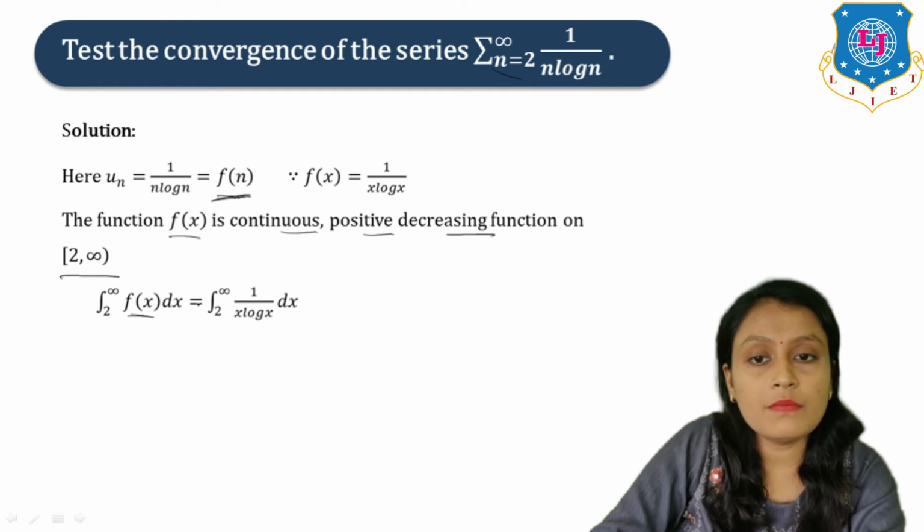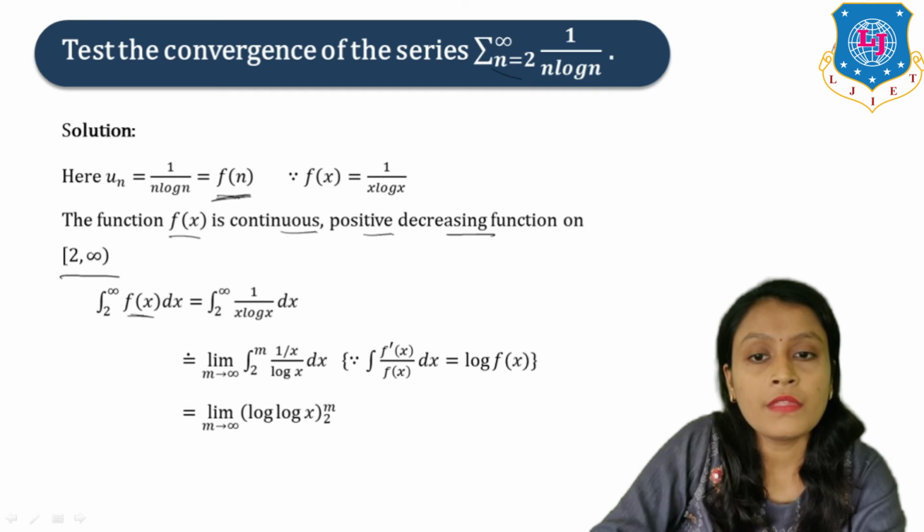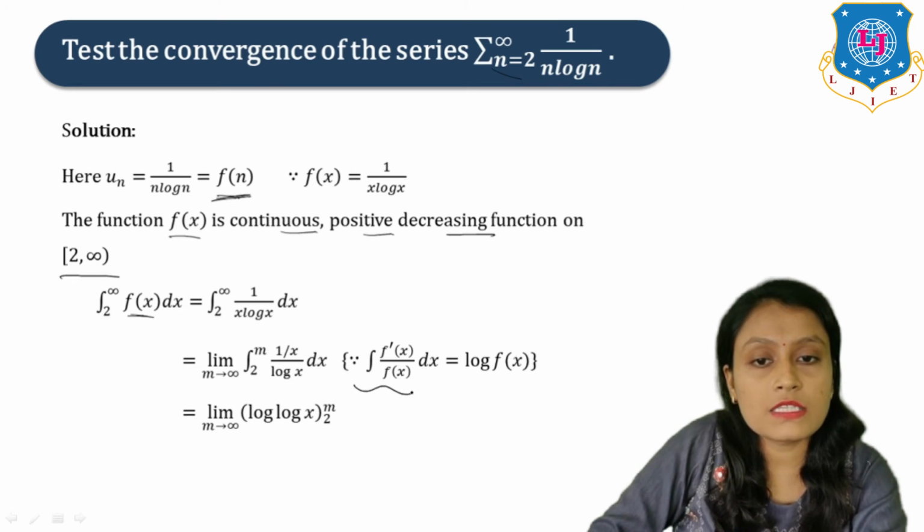Okay, again we have an improper integral, so we will write here m and limit. Okay, so limit m tends to infinite, integration 2 to m, and we will rearrange this term as 1 upon x upon log x. Okay, and we will apply this formula, that is integration f dash x upon f x dx is equal to log f x. Okay, so here the function is given and its derivative, that is 1 upon x, is present in the numerator, right? So we will apply this formula and the answer will be log of log x and the limit is 2 to m.